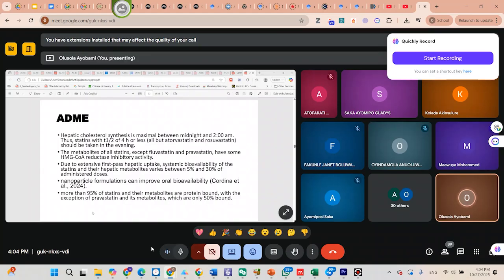What is bioavailability? That's your elementary pharmacology. What is bioavailability? Let's see if you still remember. What is bioavailability? Colade, what is bioavailability? It's a lie. Nobody knows bioavailability.